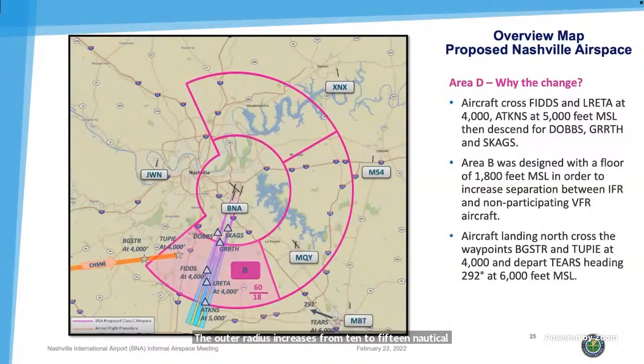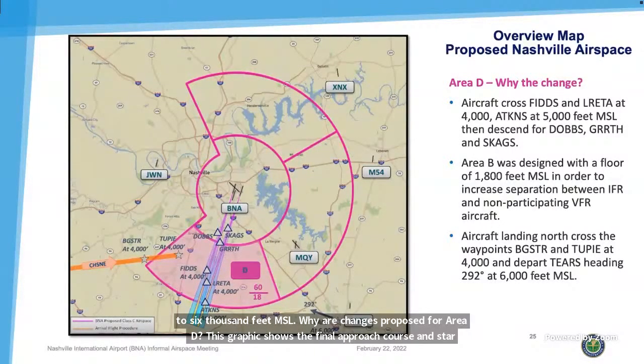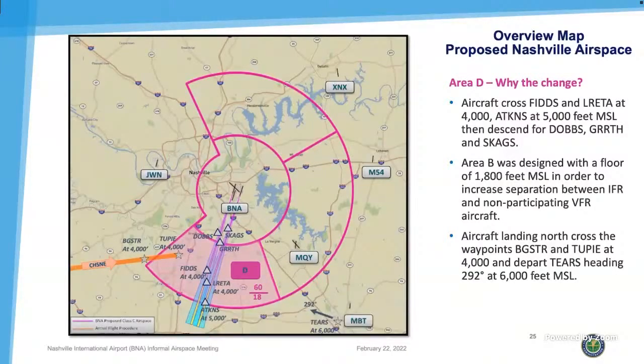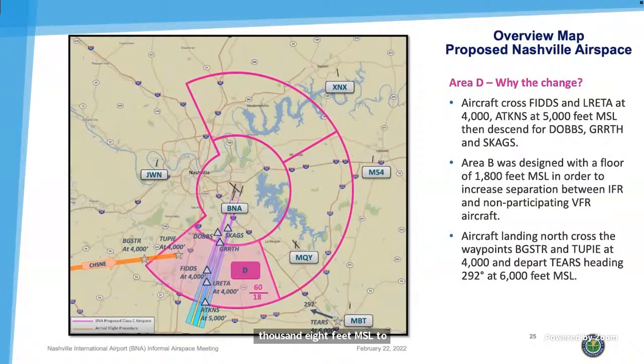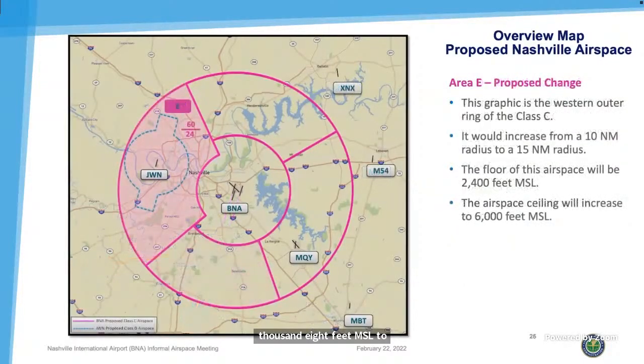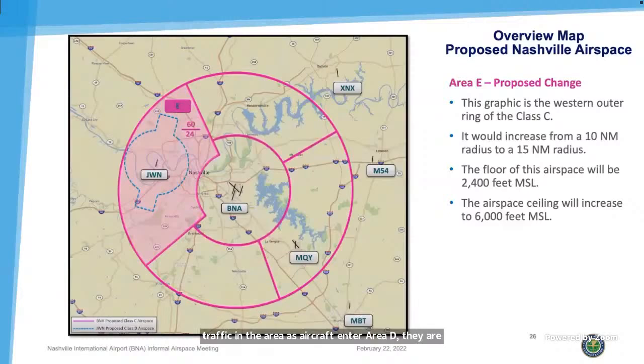This graphic shows the final approach course and STAR arrival procedure for north flow arrivals to Nashville International. The airspace floor is proposed to be 1,800 feet MSL to increase the separation of this arrival traffic from non-participating VFR traffic in the area. As aircraft enter Area D, they are already at 4,000 feet MSL from the west, or descending below 6,000 feet MSL from the east.